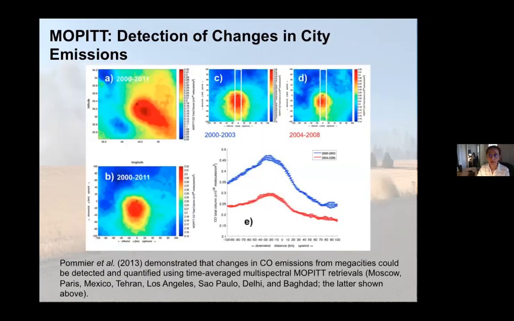In a subsequent study, Matthieu Pommier was able to show differences in CO emissions along time. And he did this analysis with MOPITT again, and look at the different examples. This is for Baghdad. And with a very clever technique, he was able to calculate total column values emitted from activities in this city, and to show that between 2002, 2003, shown in blue, and 2004 and 2008 was a noticeable decrease in emissions from this city.